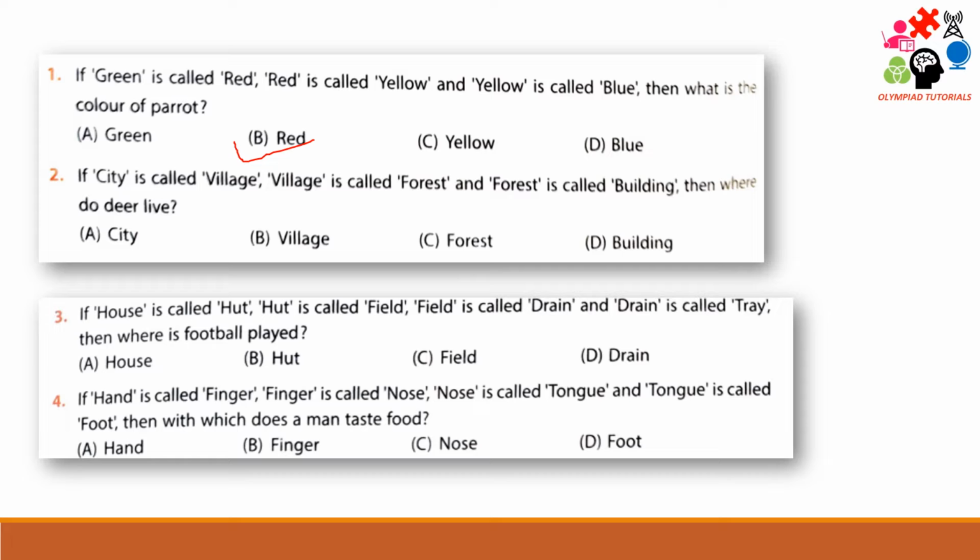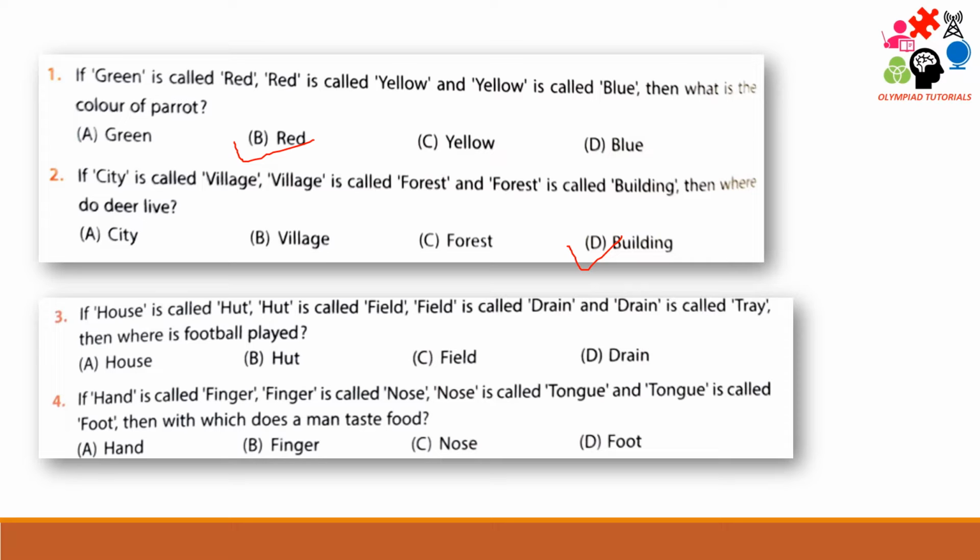Next question. If city is called village, village is called forest, forest is called building, then where do deer live? So now as we know, deer live in the forest. But here, forest is called building. So forest is termed as building in the coded language. So here, your answer is going to be building. Option D, building.